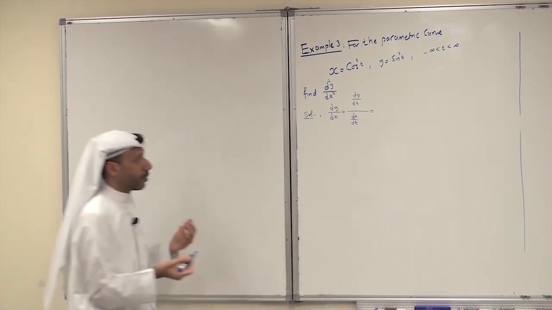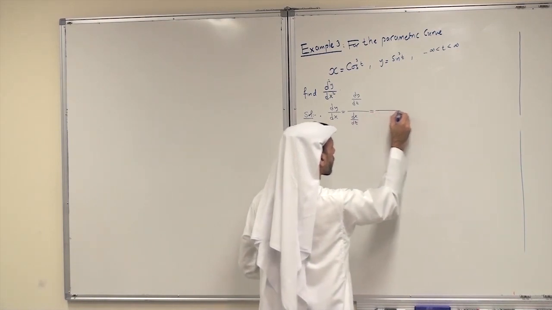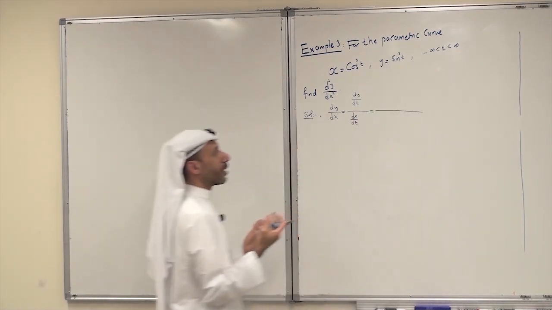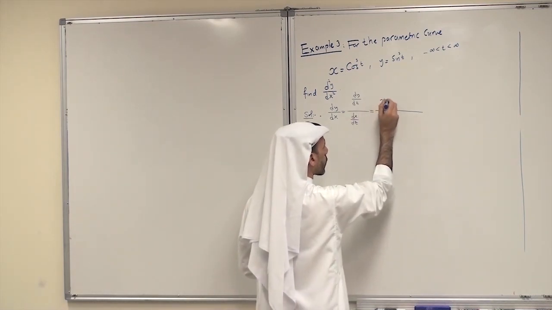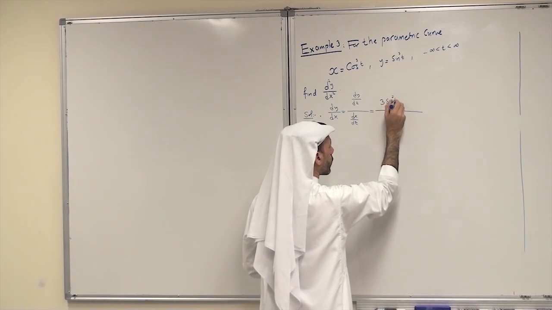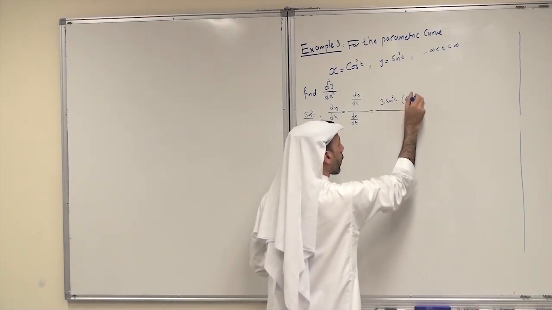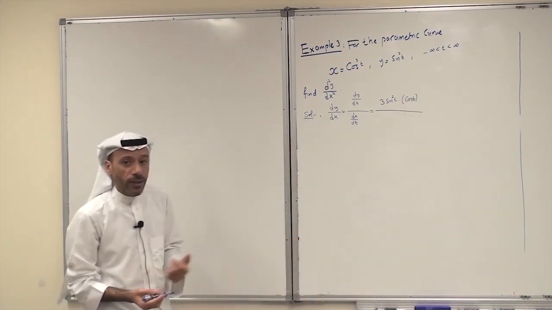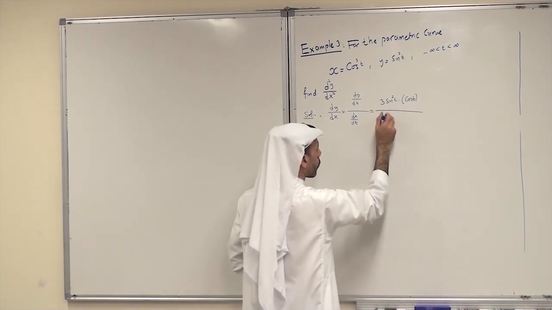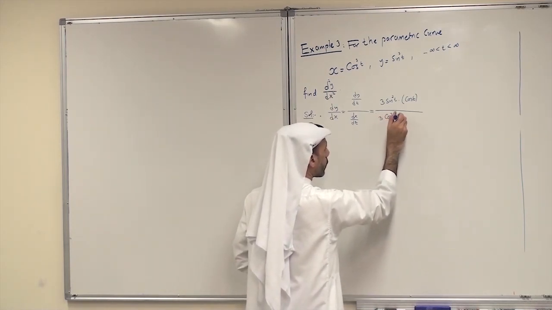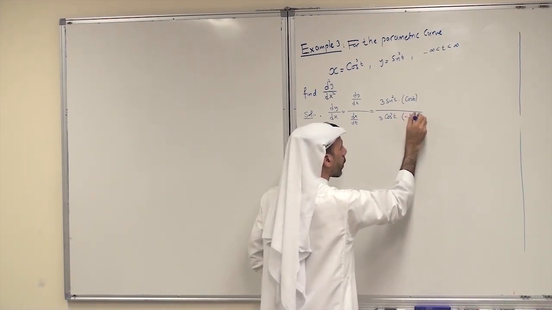So we have to differentiate y and x with respect to t. For the numerator, differentiate y with respect to t and use the chain rule. Derivative of sine cube, this becomes 3 sine squared t times derivative of sine, which is cosine t, over the derivative of x, which is derivative of cosine cube, this is 3 cosine squared t, times derivative of cosine, which is minus sine t.